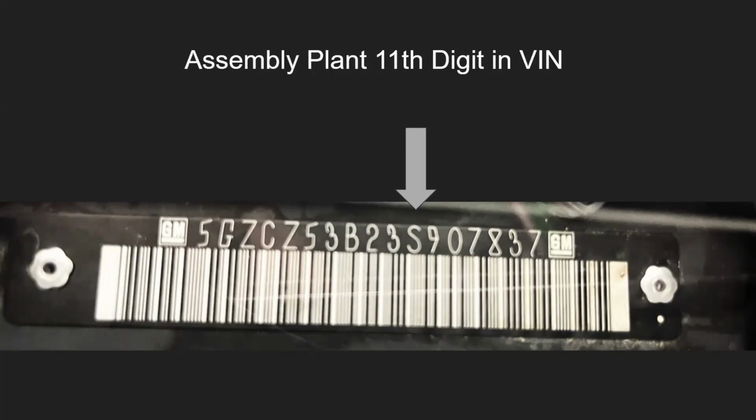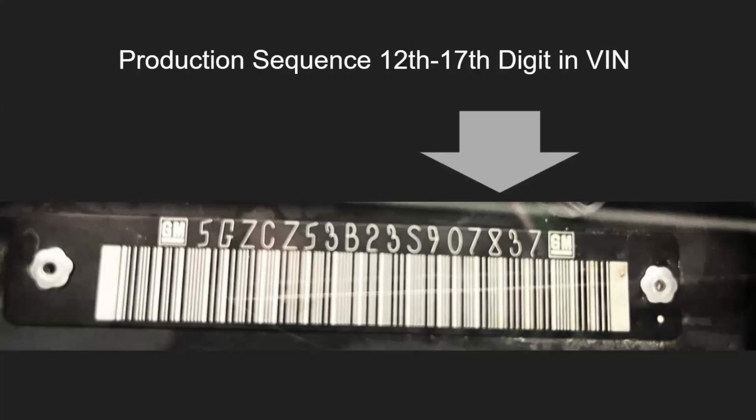And then the 11th digit is the assembly plant. Where was it made? Was it made in North Carolina? Was it made in Michigan? Was it made at the assembly plant at Dearborn or something if it was a Ford? So that's the digit which represents the 11th. And then the sequence number or production number is the 12th through the 17th digit. This is the vehicle assembly line number, for example, as it's being made.